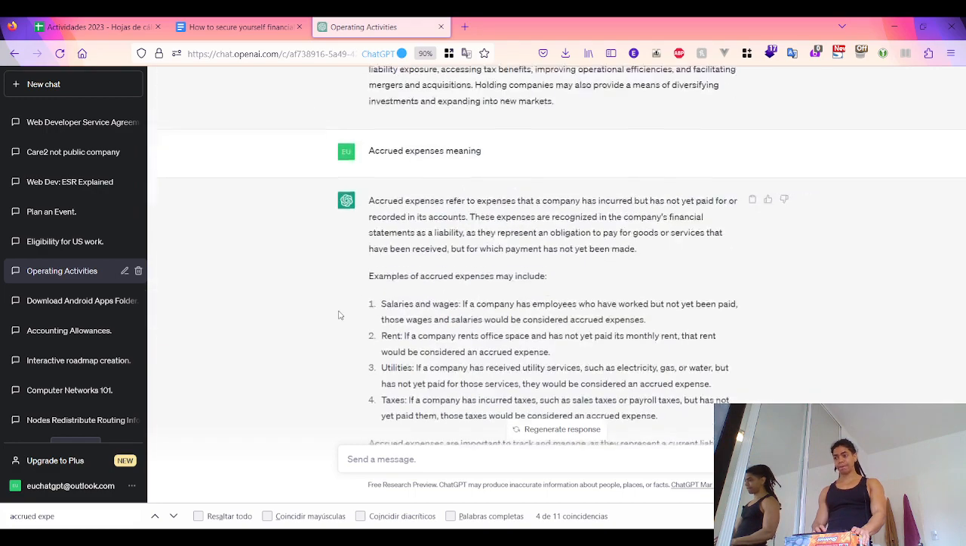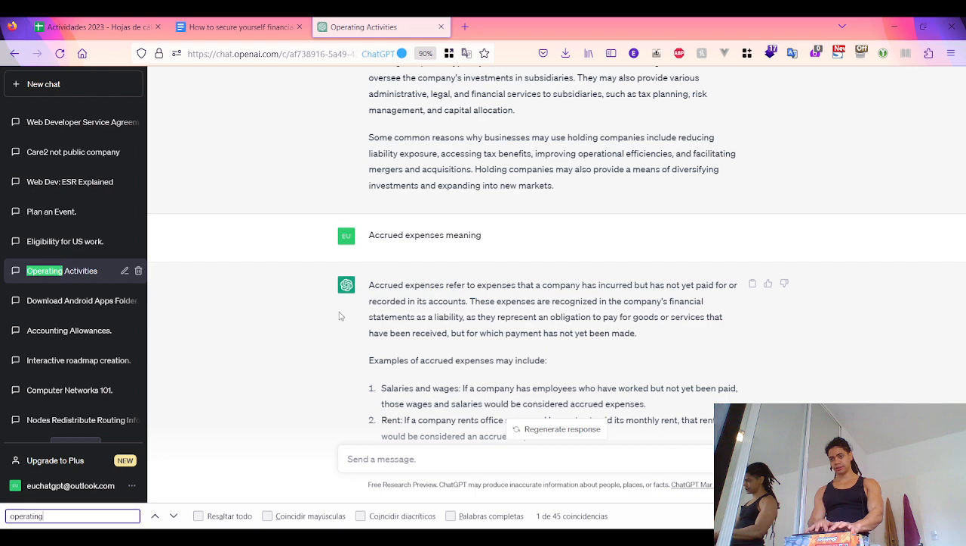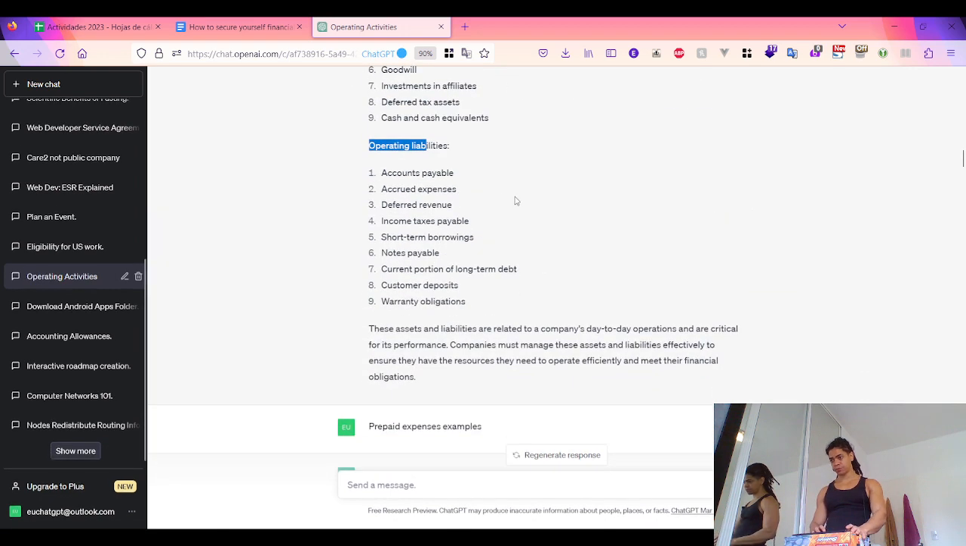Okay. Then what is another example of operating liabilities? Okay. We also have income tax payable, meaning short-term borrowing.